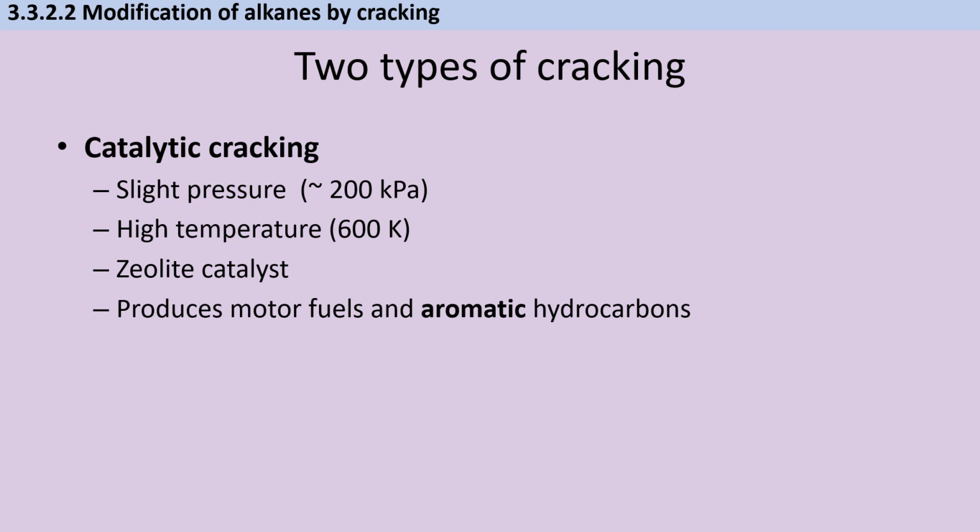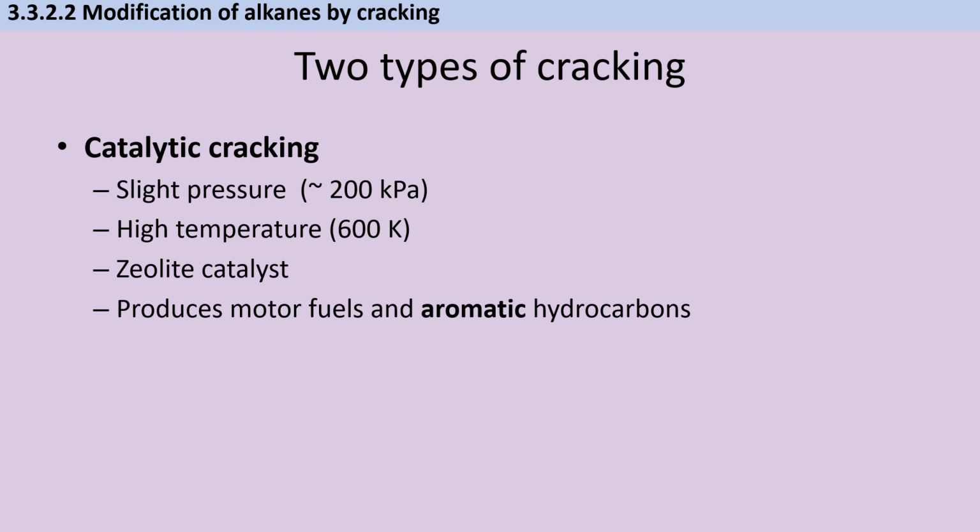So our first type of cracking, and this is the one that we did talk about at GCSE, is catalytic cracking. So catalytic cracking, technically speaking, does involve slightly elevated pressure. So atmospheric pressure in the room with you right now is about 100 kilopascals. Industrially, they're going to use about 200 kilopascals, so about 2 times the normal atmospheric pressure. So we can kind of fake it in a GCSE school lab, but it doesn't work as well as it works if it's got slightly increased pressure.